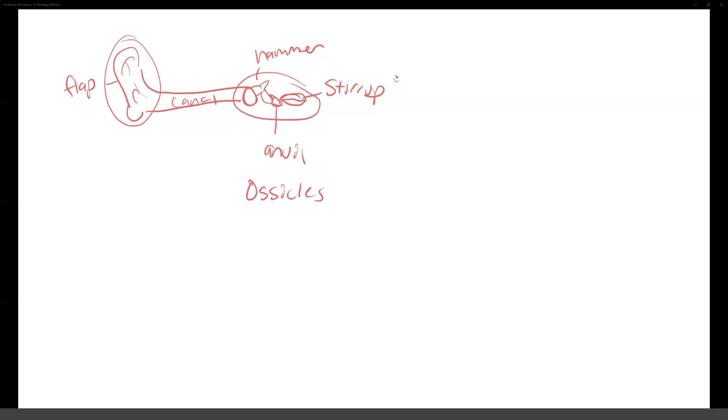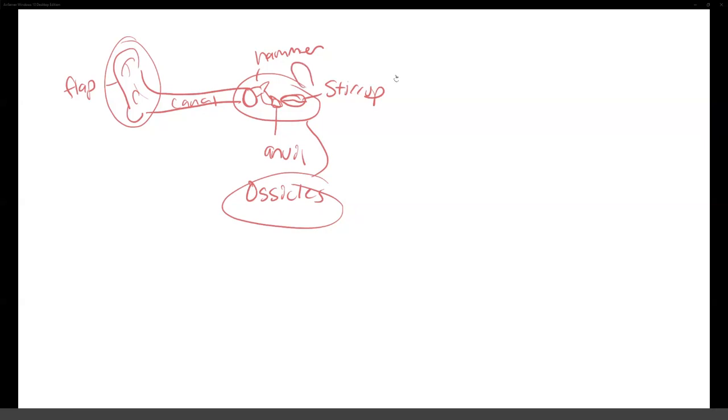So the ossicles isn't one singular bone, it's all these 3 together. Hopefully that makes sense. And then you have your semicircular canal. That's more for balance and has less to do with hearing, so we're not really too worried about that. But the next main part is the cochlea. Kind of looks something like that.